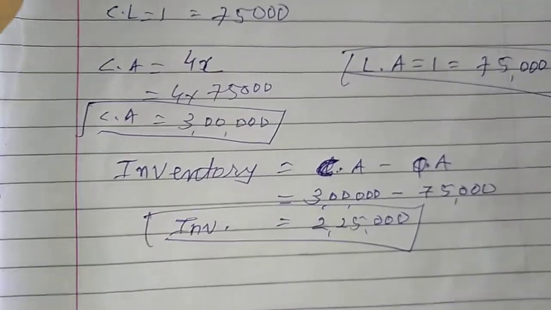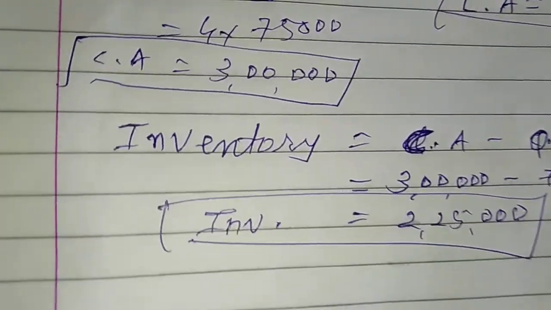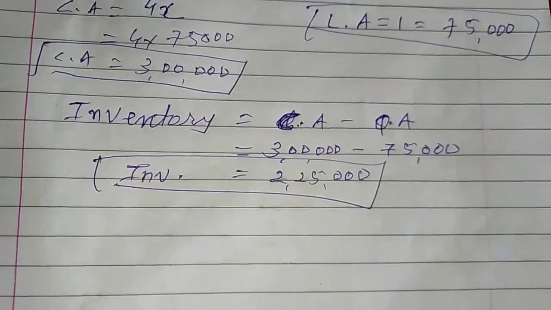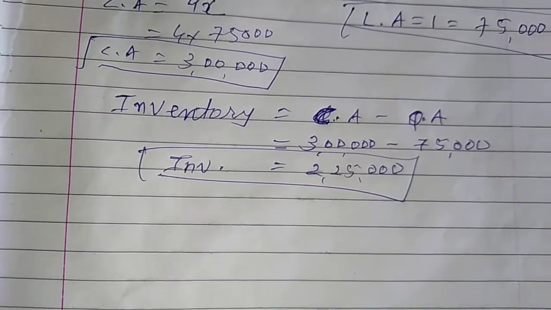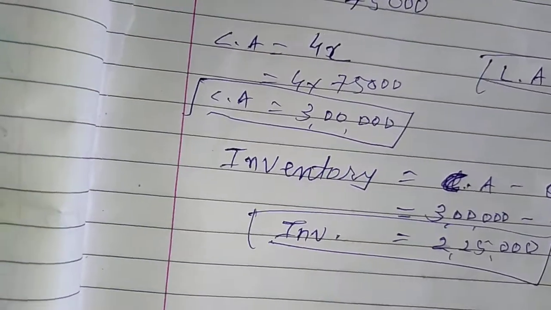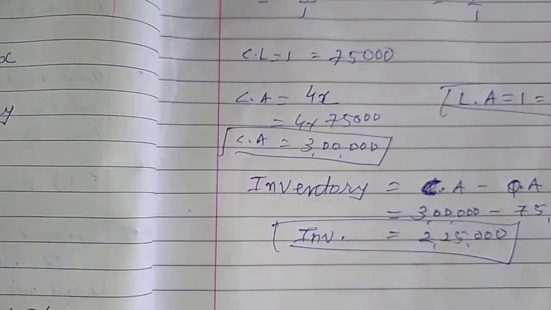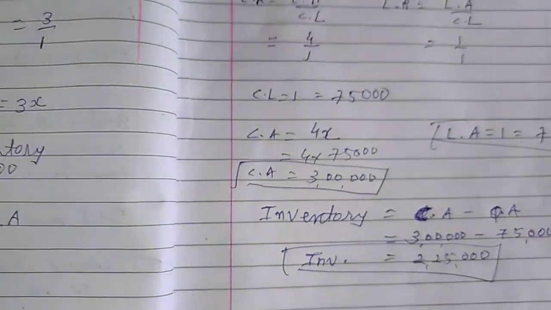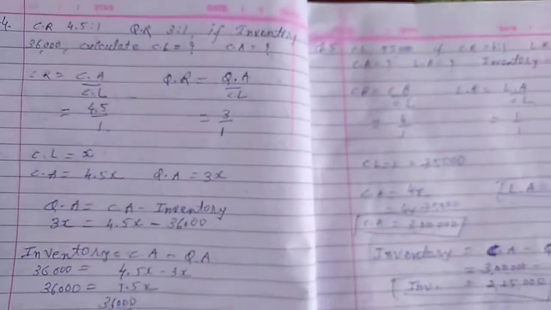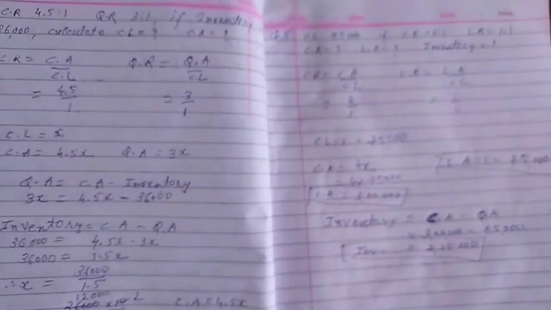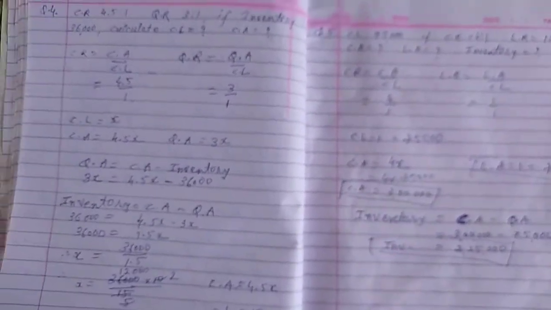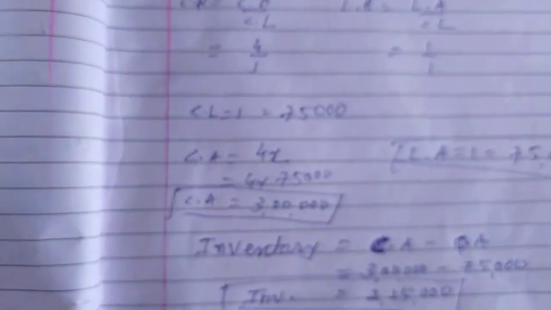So inventory is equal to current asset minus quick asset. Current asset 3 lakh minus quick asset 75,000, so 2 lakh 25,000 is inventory. Here we have discussed the liquidity ratio. I hope you have understood the formula and the method of how to find the current ratio, then the liquid ratio, and how to find current asset, liquid asset and inventory when both ratios are given. It is easy to remember.